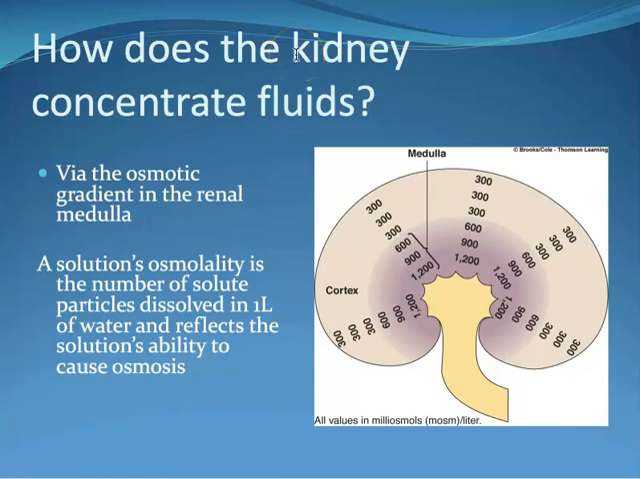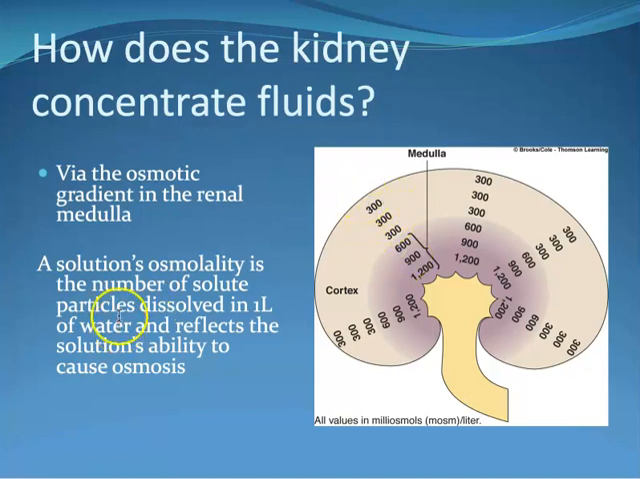Okay, so how does the kidney actually concentrate the urine? Because we know our urine is much more concentrated than the water that we drink. Well, the main thing here is that we're going to have an osmotic gradient in the renal medulla.